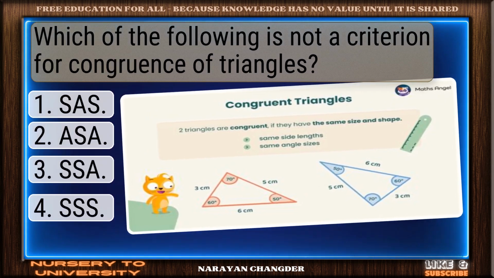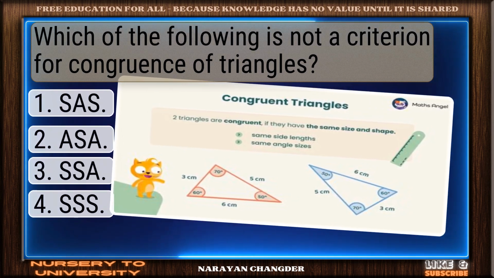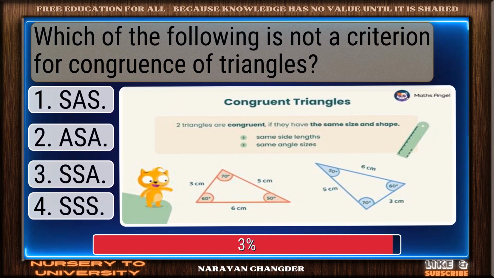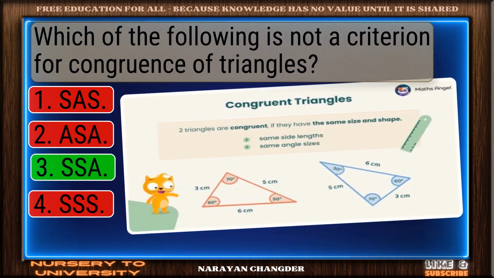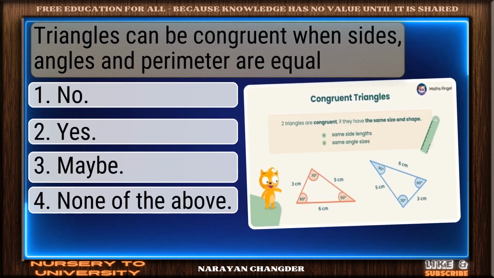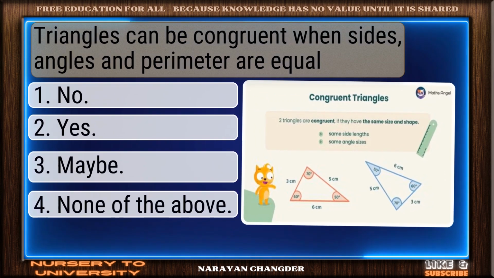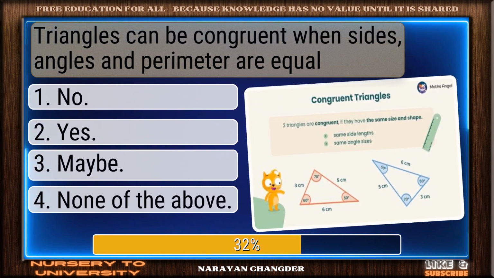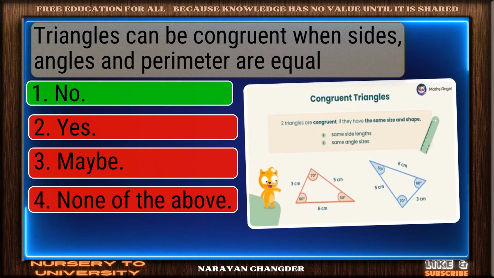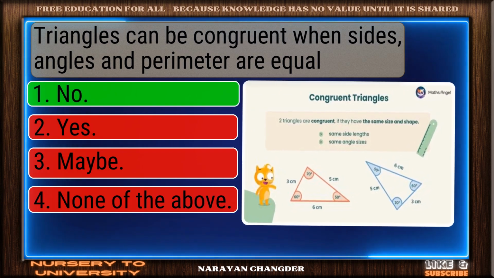Question number 27. Which of the following is not a criterion for congruence of triangles? Well reasoned. C is the correct choice. Question number 28. Triangles can be congruent when sides, angles, and perimeter are equal. Right again. No is a valid answer.